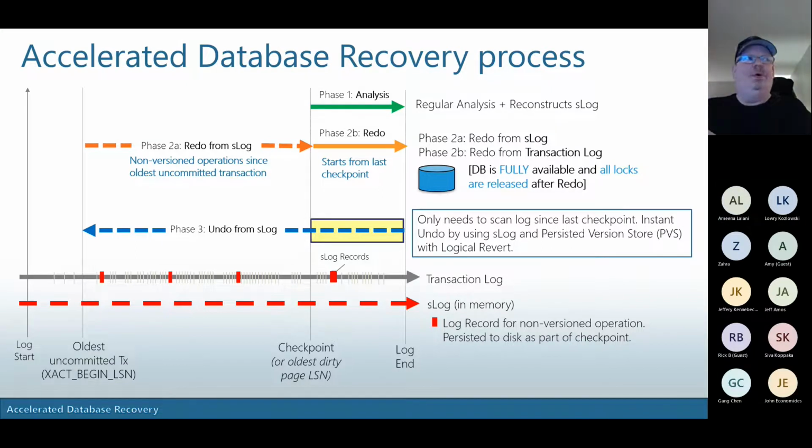Anything after the checkpoint, everything after the checkpoint, I still need to undo. So I'm just going to do the undo phase back to the oldest checkpoint, as opposed to all the way back to the oldest uncommitted transaction.